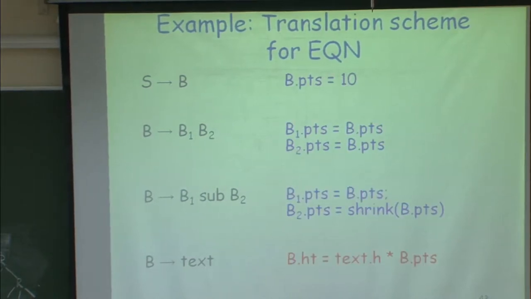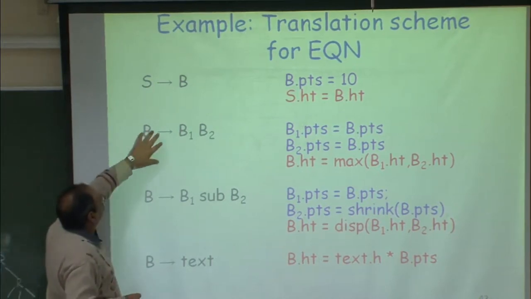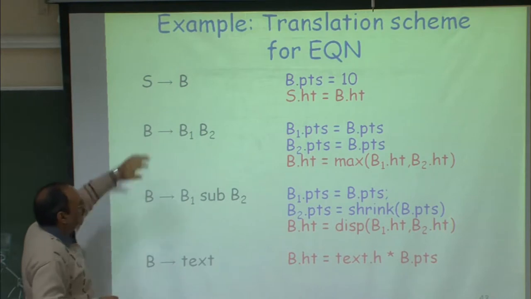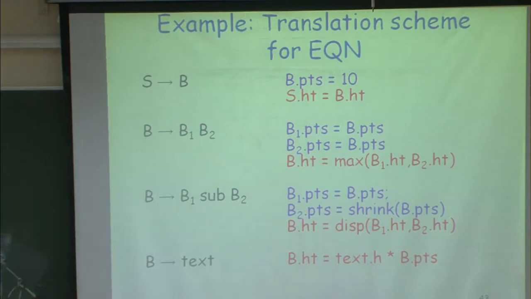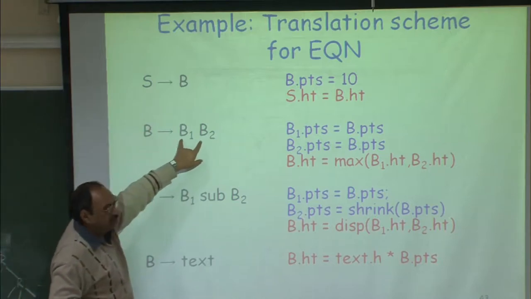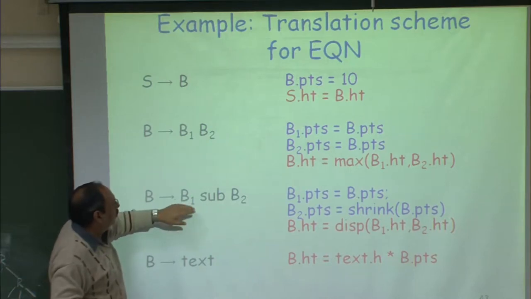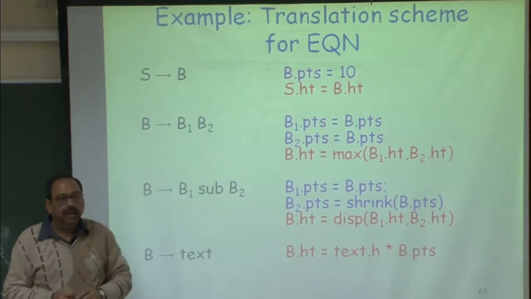Suppose this is the grammar; let's write this first. Let me give you a specification, and what I'll ask you to do is write the translation scheme for it. This is actually a grammar for an equation typesetting system, which says that the start symbol is a block. A block can consist of two consecutive blocks, or a block can consist of a block and a subscript another block.